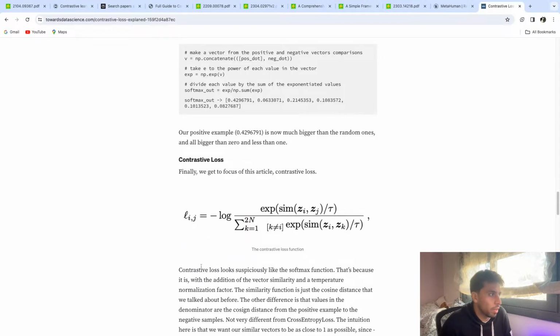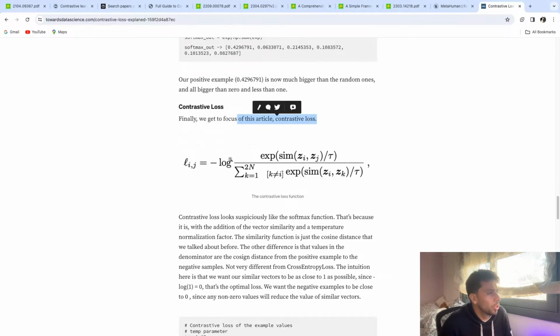Okay, so contrastive loss right now. Finally, we get to focus on this article called contrastive loss. What is the contrastive loss? It looks suspiciously like the softmax function. That's because it is, with the addition of the vector similarity and a temperature normalization factor. The similarity function is just the cosine distance that we talked about before. The other difference is that the values in the denominator are the cosine distance from the positive example to the negative samples. Not very different from cross entropy loss.